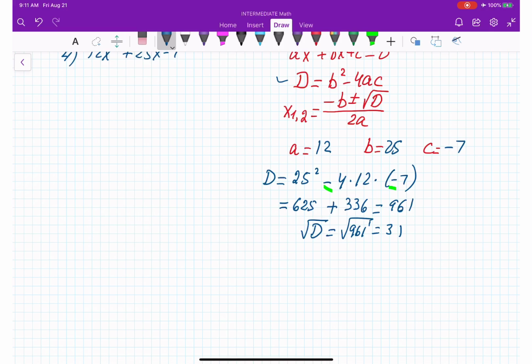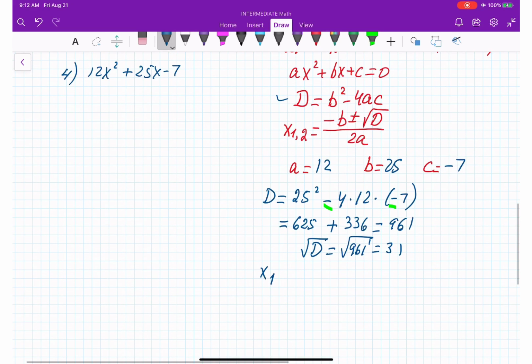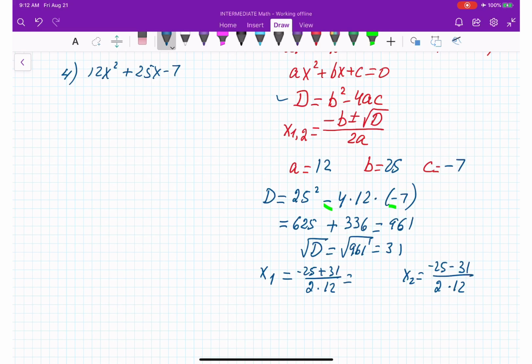Okay, let's get our roots, x1, or answers, roots of this quadratic equation, or solution, they say. So x1 is going to be equal to negative b, so b is 25, it's going to be negative 25, and then plus 31 over 2 times a, which is 2 times 12, and x2 is going to be equal to negative 25 minus 31 over 2 times 12. So first one, we are going to get 6 over 24. From here, x1 is equal to 1 over 4.